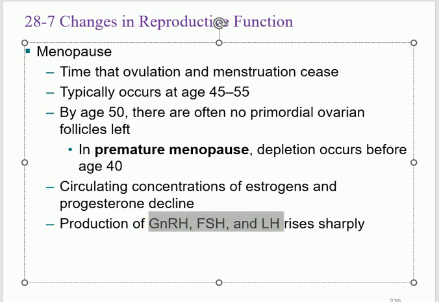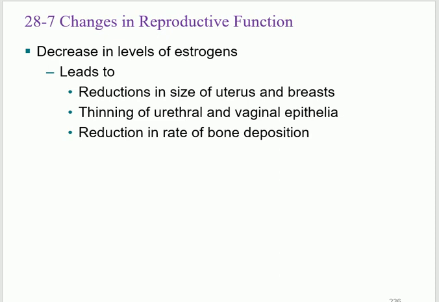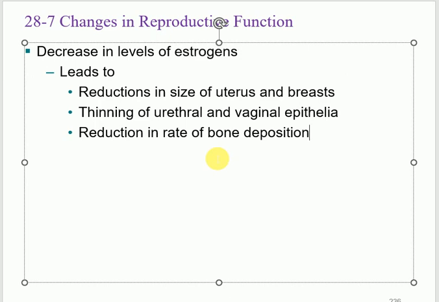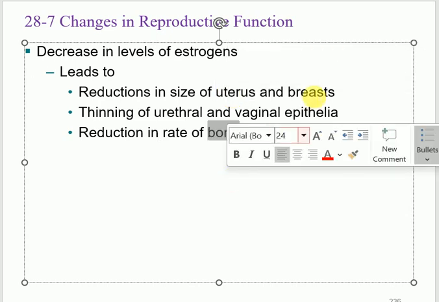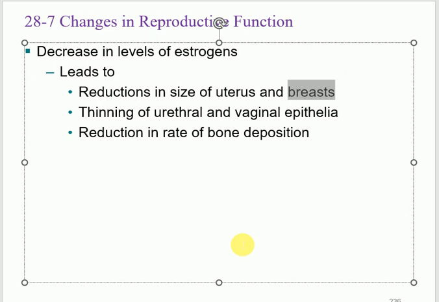So what's the problem if estrogen drops? I told you guys already that estrogen was causing the female body to maintain its femininity. So now the uterus is not supported anymore, and its size drops. The breast is not supported by estrogen anymore, so it starts to shrink. The vagina and the urethra, which were supported, start to become thinner. The bone was also supported by estrogen. It becomes weaker and more fragile, which we call osteoporosis.